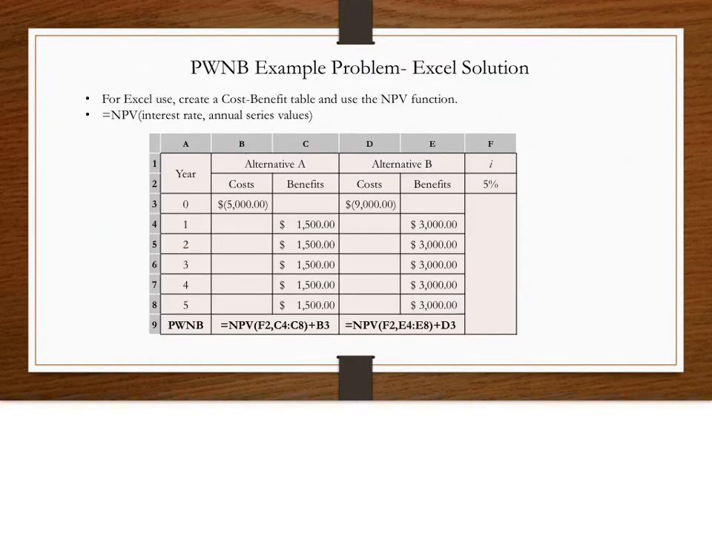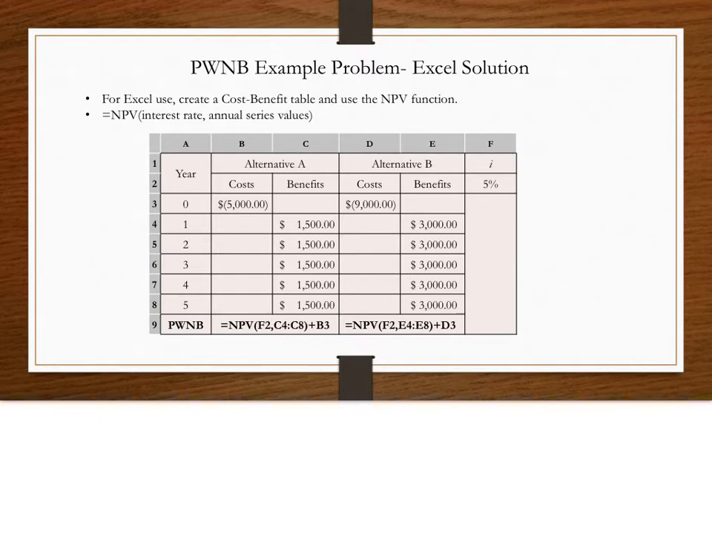So if you wanted to analyze a present worth net benefit using Excel, we would use the NPV function. And the way we input that is to first type the function NPV into a cell. Then select the cell containing the interest rate. So in this example, it would be cell F2. We then hit comma, and then select the series of values representing the net revenue at the end of each year. What this gives us is the present worth of the annual series.